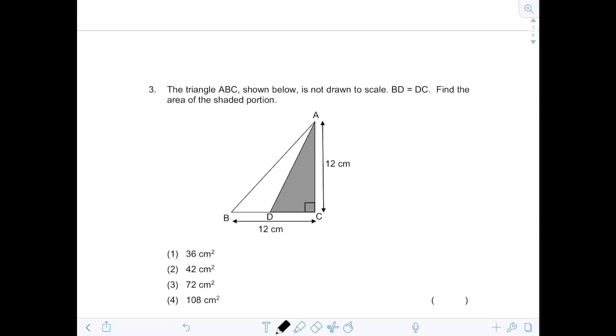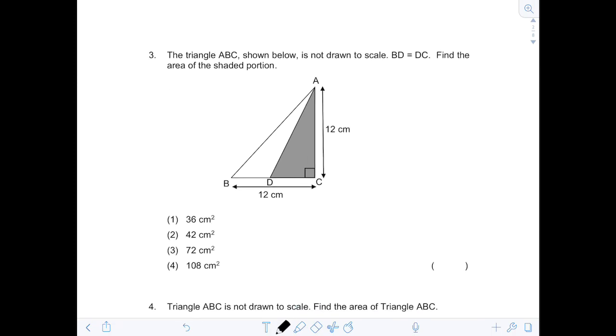Question 3. Triangle ABC shown below is not drawn to scale. BD equals DC. Whenever I see this, always put the equal length lines. BD equals DC. Find the area of the shaded portion. Now, once you have these equal length lines, you know that this is 6 cm, and you know that this is 6 cm. Once you got this, use the area of the triangle. Find the right angle.